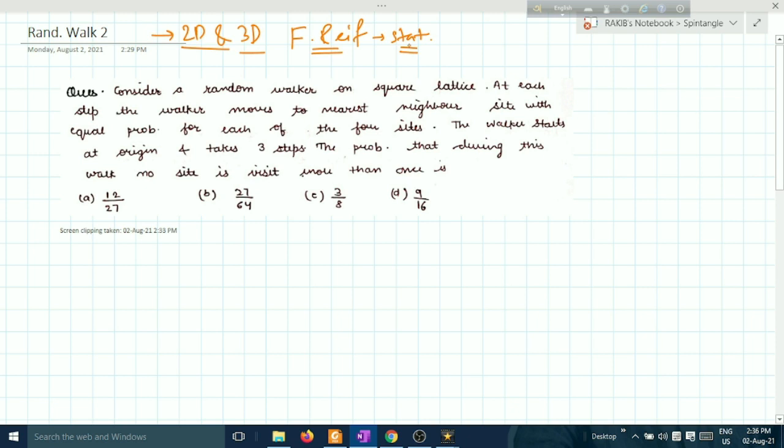Two-dimensional and three-dimensional random walker problems are quite different than the one-dimensional case. In the one-dimensional case, we have taken binomial distribution to solve our problems, but in case of 2 dimension and 3 dimension, there is no binomial distribution problem. There will be direct probability based questions. Okay, that probability we have learned.